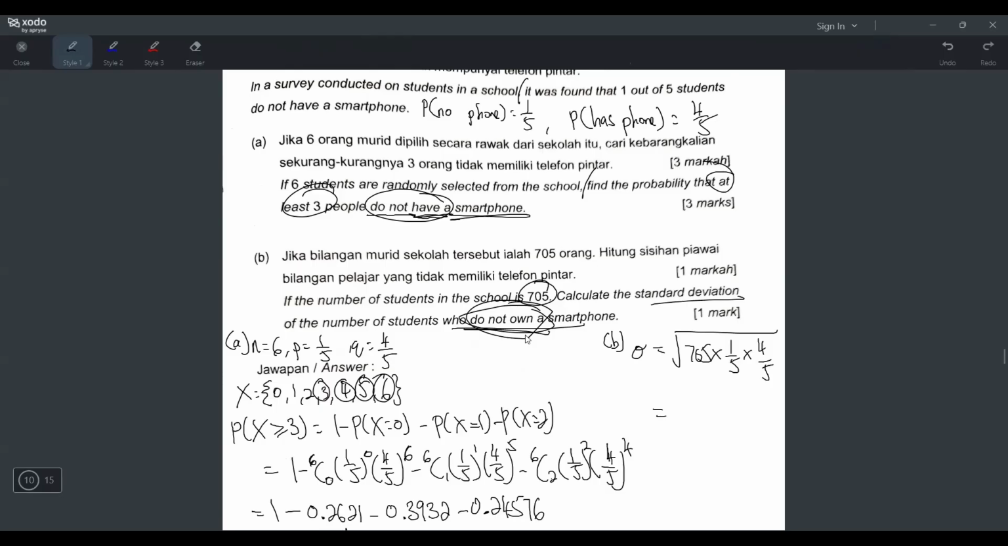My calculator gives me 10.62. So that is the standard deviation. 10.62. Let me write it again. 10.62. Okay, done.